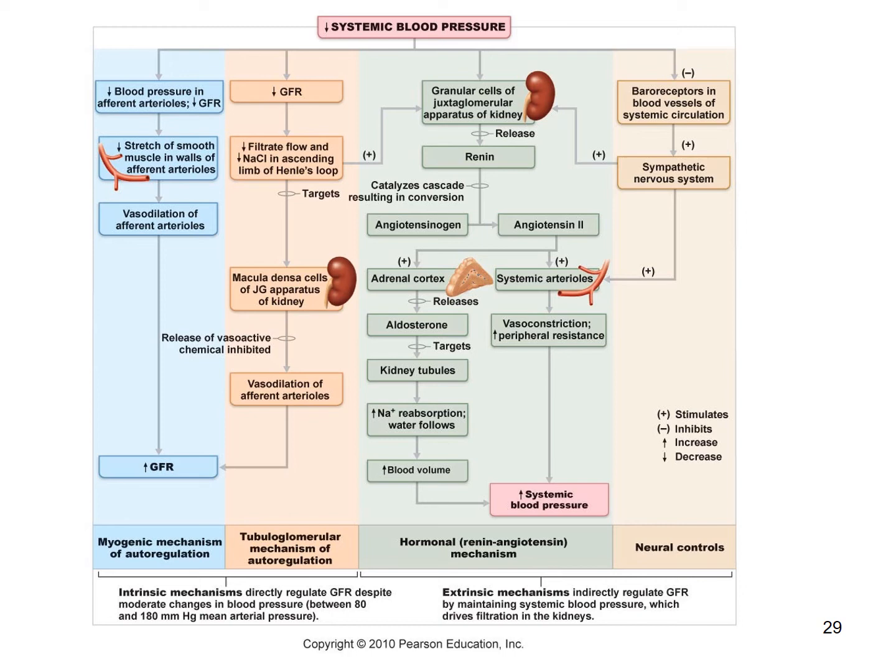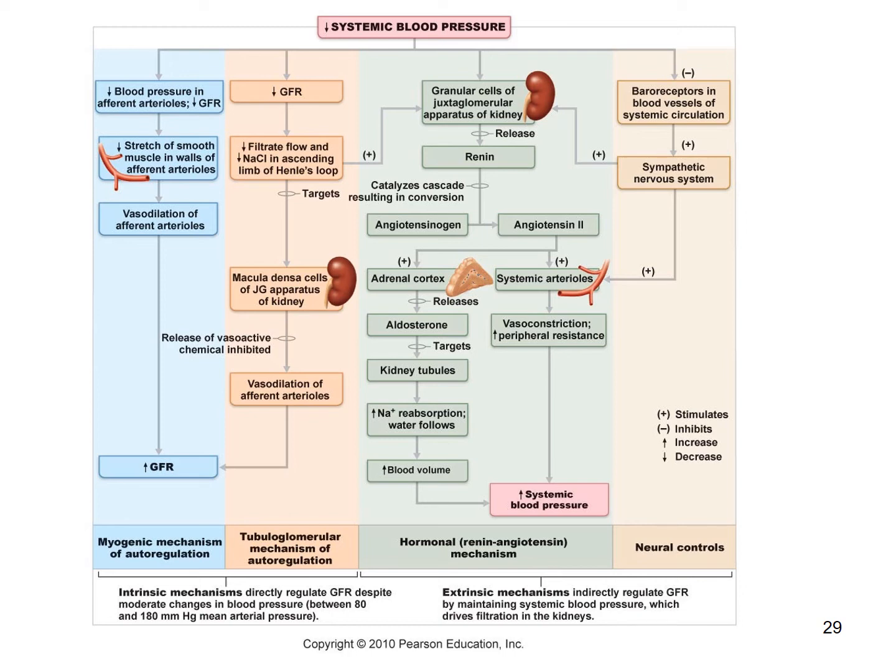Now what angiotensin II will do is to cause systemic, not the afferent arterioles, but systemic arterioles to vasoconstrict. This will increase peripheral resistance, which will increase systemic blood pressure. That will lead to a higher glomerular filtration rate.